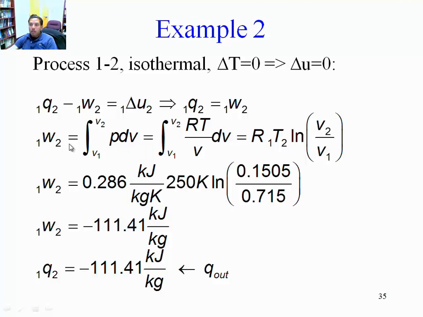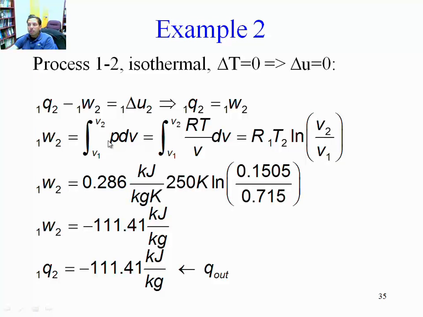Work is equal to the integral of PdV. We did this already. For isothermal processes, the work is RT times the log of V2 over V1. That can be easily done by replacing pressure with the equation of state. It's RT over V. Remember, since T is a constant from state 1 to state 2, we can take it out of the integral, together with R. So RT1 comes out of the integral, and it's the integral of dV over V. This is the log of V2 over V1.